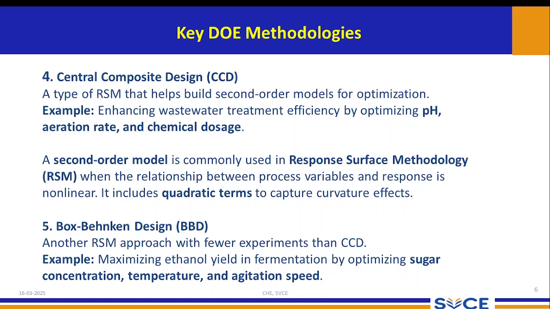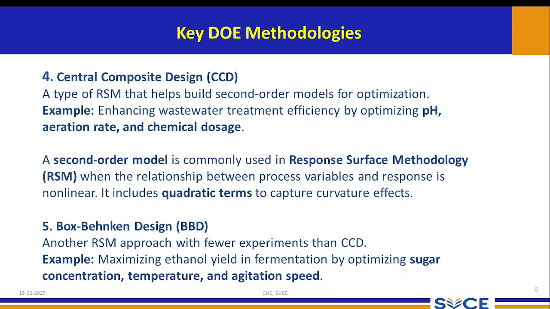So what is a second order model? The second order model is usually used in response surface methodology when the relationship between the process variable and response... So what is the process variable? Is it a dependent variable or an independent variable? The process variable is an independent variable, whereas the response is a dependent variable, because the response depends on the process variable. Hope you understood. So don't get confused on that.